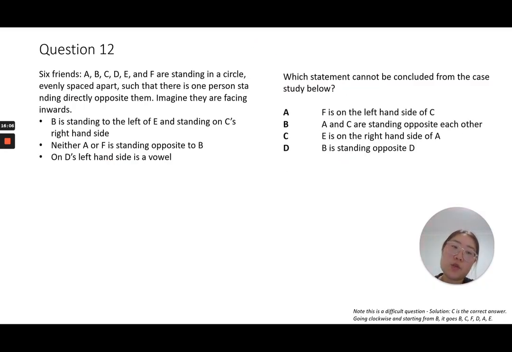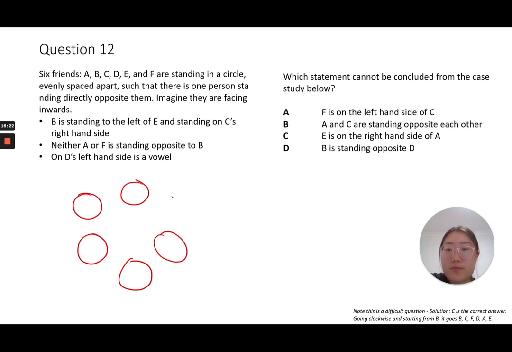Okay, 12. So we have 6 friends standing around in a circle, and they're evenly spaced apart, and there's one person opposite another in each scenario. What we're going to do is draw up a quick diagram where we have 6 friends, okay, and they have one person directly opposite them like that.